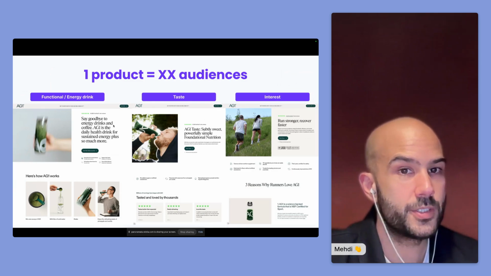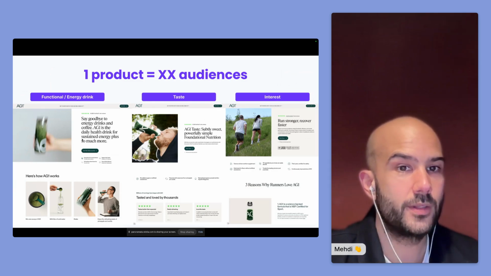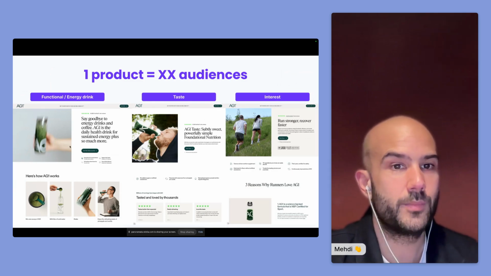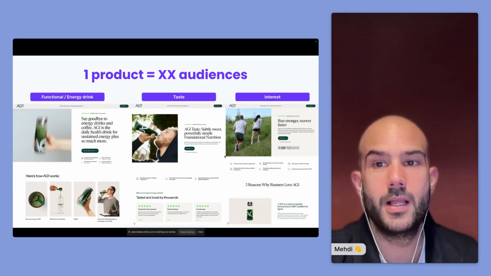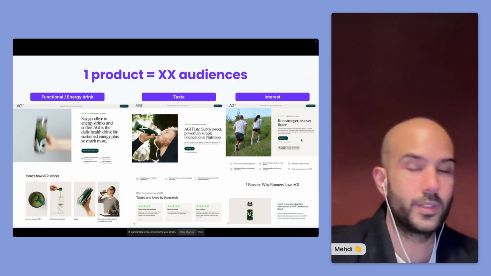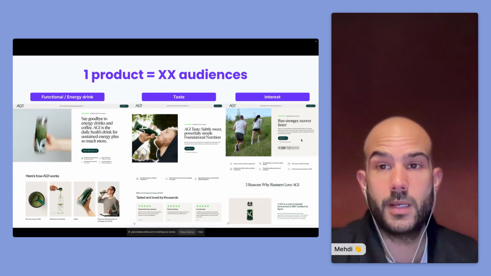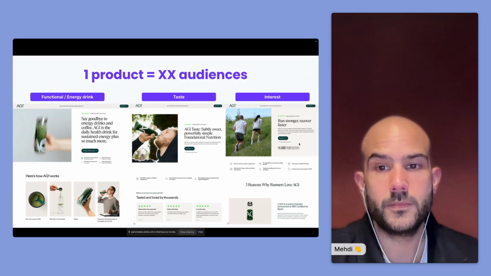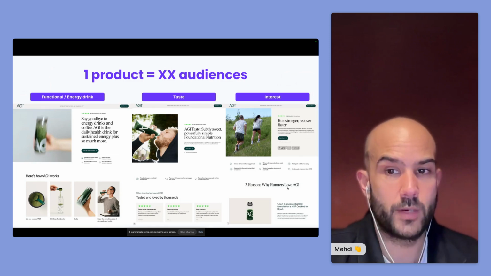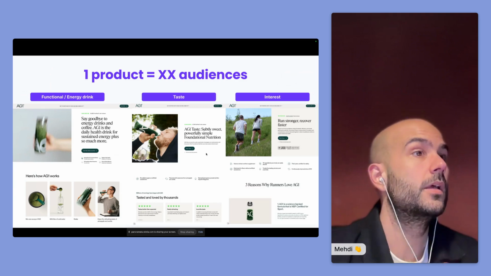Say goodbye to energy drinks and coffee. AG1 is the daily health drink for sustained energy plus so much more. The taste: sadly sweet, powerfully simple, fundamental nutrition. And then for runners, the benefit right away, but specifically targeted to them. Run stronger, recover faster. And then you can see that they continue: 3 reasons why runners love AG1.